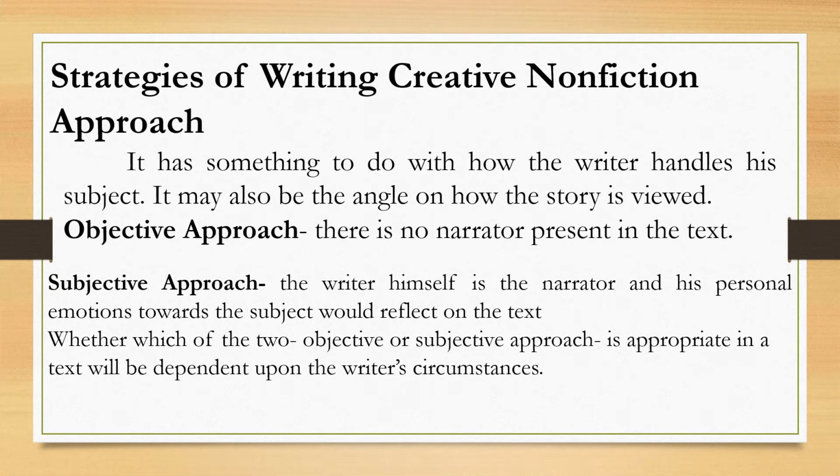Okay, let's focus on the first strategy. It has something to do with how the writer handled the subject, and it may also be angled on how the story is viewed. We have the objective approach. When we say objective, there is no narrator present in the text. And we also have the subjective approach. When we say subjective, the writer himself is the narrator, and his personal emotions towards the subject will be reflected in the text. Whether the objective or subjective approach is appropriate in a text will be dependent upon the writer's circumstances.